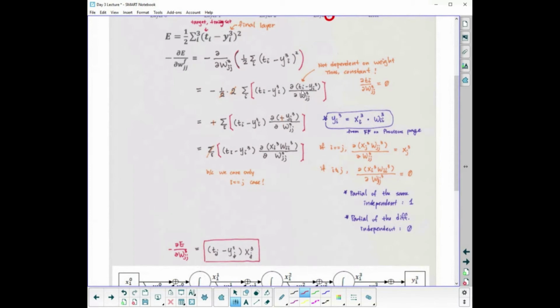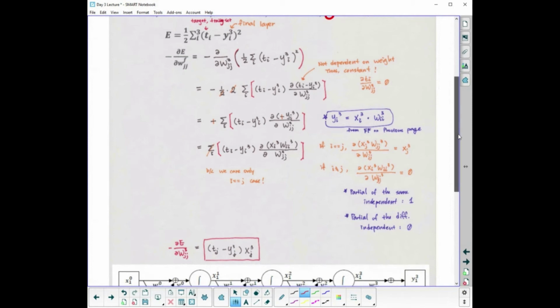If you see here, the target value is given at the beginning. So it's just a constant, not dependent on the weight. So when you rewrite this partial, partial of T over W minus partial of Y over W, you can say T is constant, so its derivative is 0. So you can write only Y sub I layer 3. Then, with a negative outside and a negative before Y, you can cancel them out.